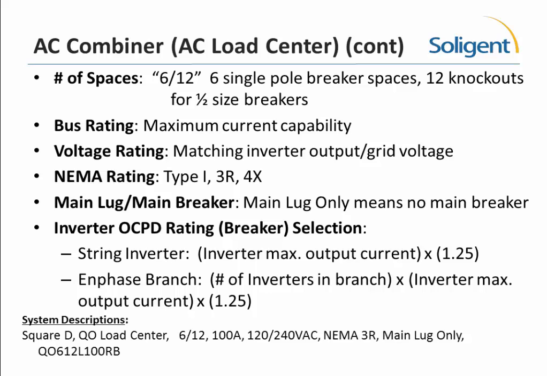So our system description, in this case, we have a Square D box. It's a QO load center, 612. We can put 3 2-pole breakers in here. It's a 100 amp box. It's good for 120/240 AC. It's a 3R box, so we can mount this outdoors. It's main lug only, so there's no main breaker. And here's the manufacturer's part number. If you're going to use a Square D QO box, you have to use QO breakers. So the breakers have to match the enclosure, or they won't fit.